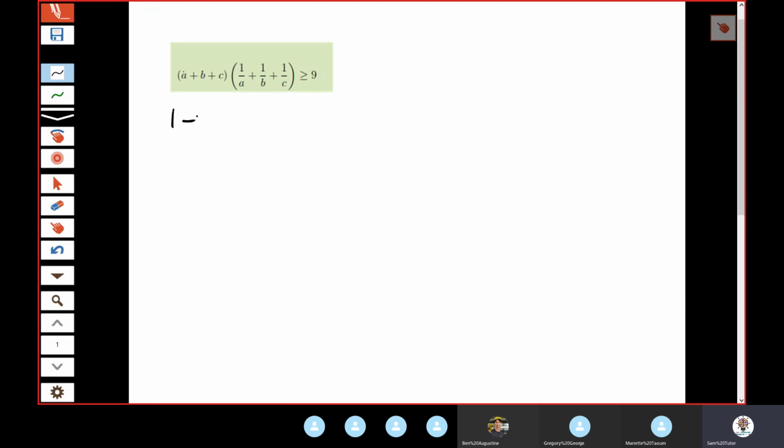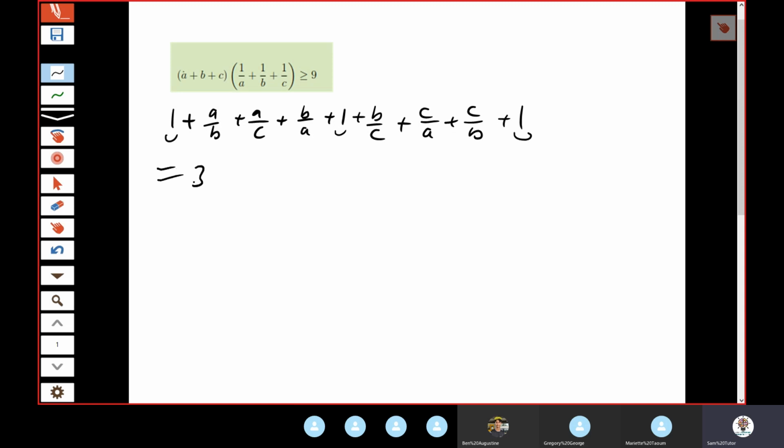A times 1 on A, 1. A on B, A on C, B on A, plus 1, plus B on C, plus C on A, plus C on B, plus 1, 1 plus 1 plus 1 equals 3. A on B, B on A, plus 2. A on C, C on A, plus 2. C on B, and B on C, plus 2.